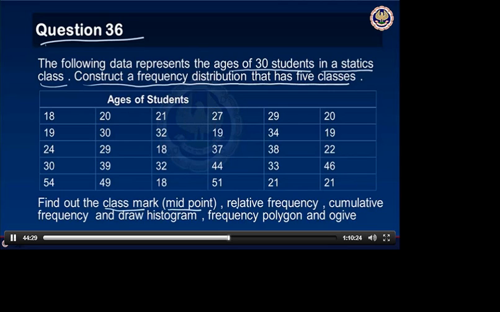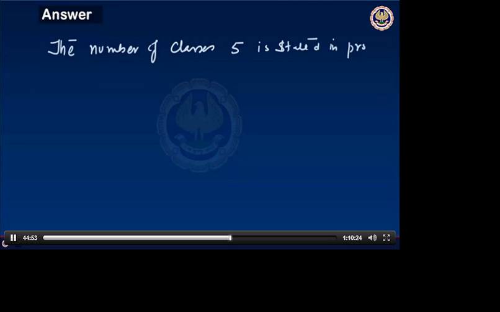So let's solve this question now. So let's now solve the problem. So we'll do some working before we come out with all the solutions. So number of classes is 5, which is stated in the question itself or in the problem.